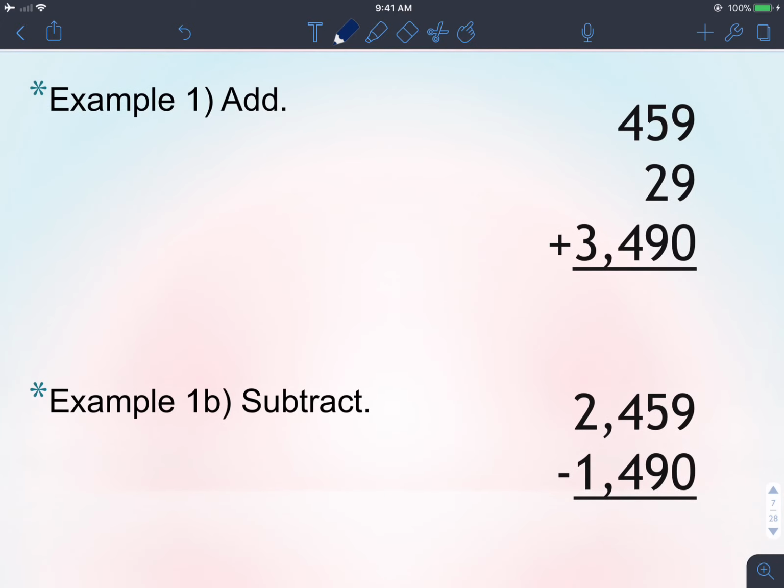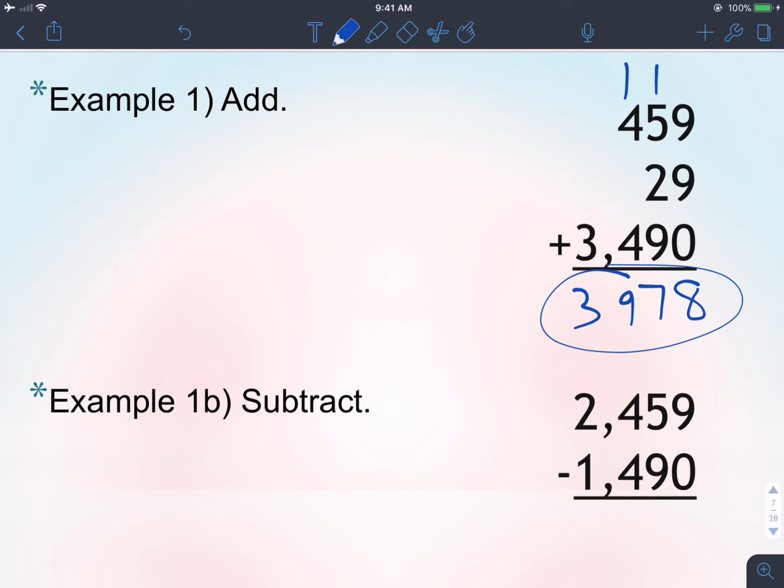Last one. Adding and subtracting. Line everything up. All of the ones column is lined up. So 9 plus 9 is 18. Carry the 1. 5 plus 2 is 7. Plus 9 is 16. Plus 1 is 17. Carry the 1 again. 4 plus 4 is 8. Plus 1 is 9. There's nothing in the thousands column, so bring that right down. 3978.